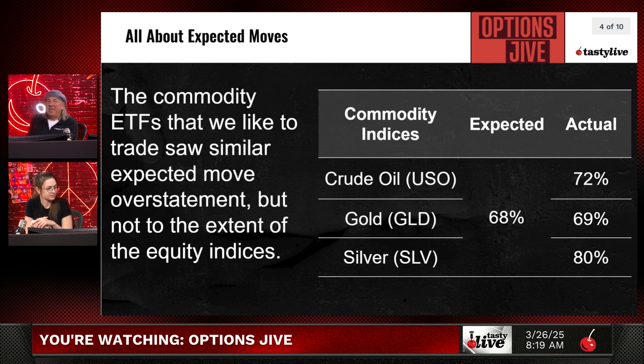The commodity ETFs that we like to trade saw similar expected move overstatement, but not to the extent of equity indices. Crude oil, gold, and silver are much closer to that expected 68%, but all of them are still over it. Let's go to the next slide.